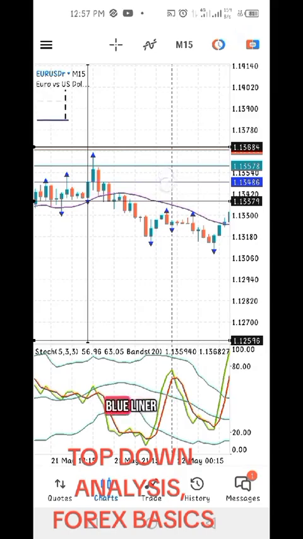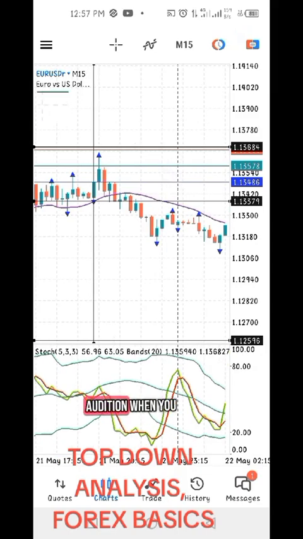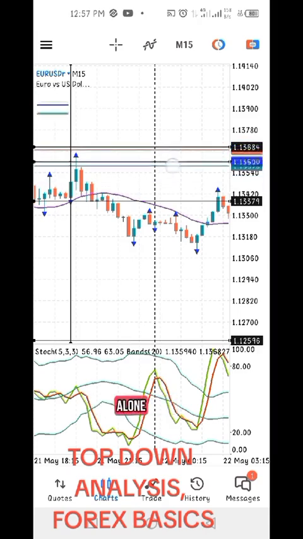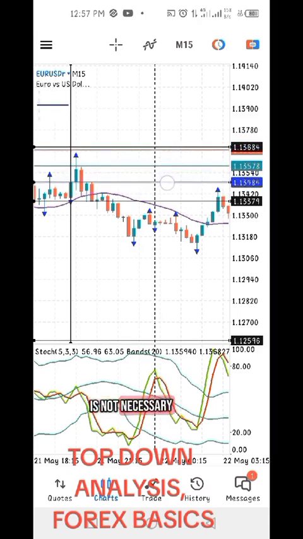Now you don't need all this when you are trading. It's for analysis alone, not necessary for execution of the trade. All right, this is where I put my stop loss. I put my stop loss here. Are we getting it now?